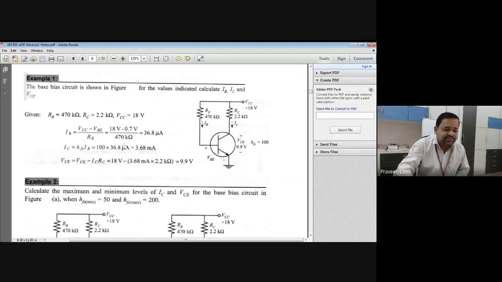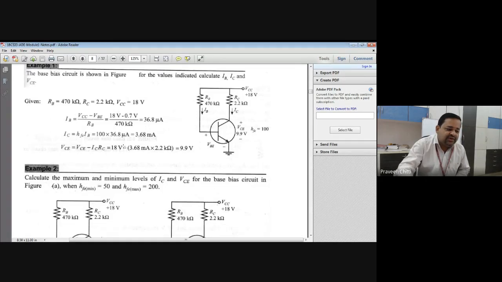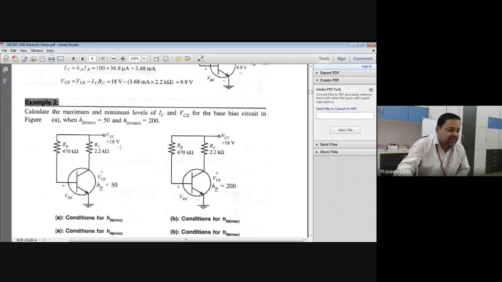I hope this particular example is clear. Already I have shared this PDF with you people. Just go through it and definitely you will understand the concept. If you have any difficulties, any doubts, definitely you can ask me anytime. Now similarly, you can do this.